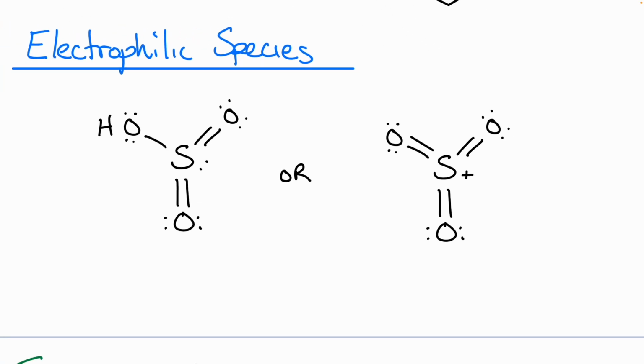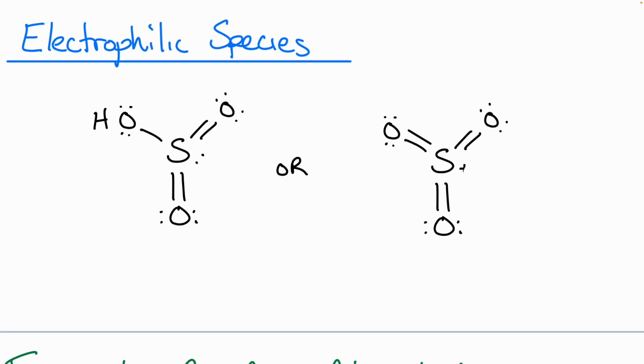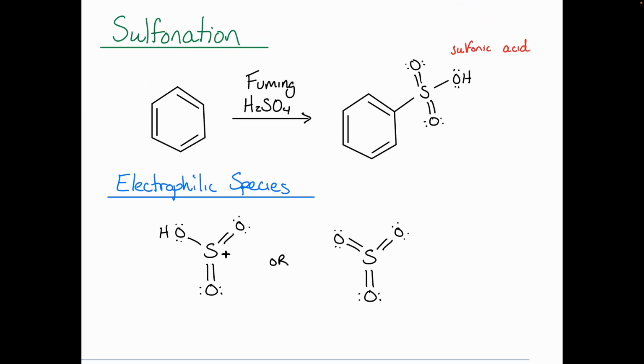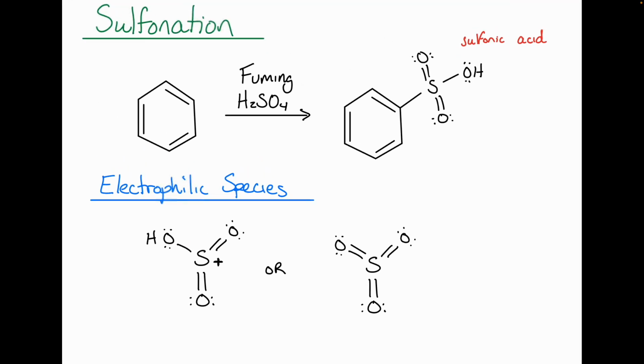Okay, hold on. I'm looking at these again. I messed something up here. This one over here has a positive charge. This one over here is neutral. My bad. Let me fix those electrophilic species real quick. I messed up my octet rule. Okay, but that'll put that sulfonic acid group on the ring.